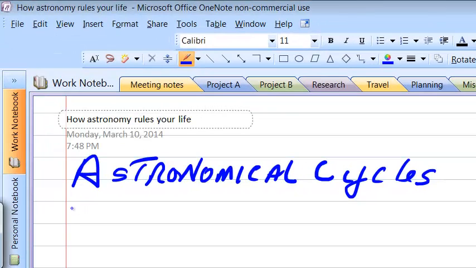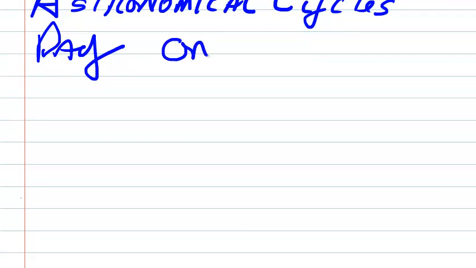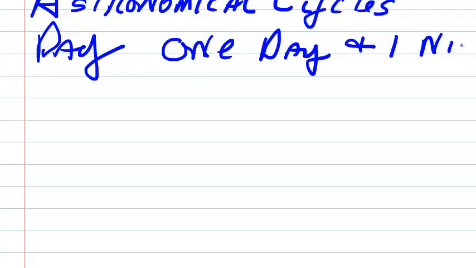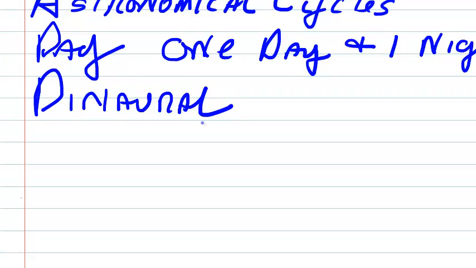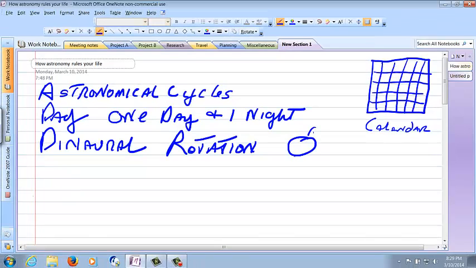First, the smallest little box we represent is a day. Our day consists of one day and one night, but we call it a day. Now scientists like to have fancy names, so they call it diurnal, D-I-U-R-N-A-L. And our diurnal system is caused by an astronomical cycle that we call rotation. With rotation, we have the little Earth with its axis, and it spins around. Our rotation takes, as we know, 24 hours.